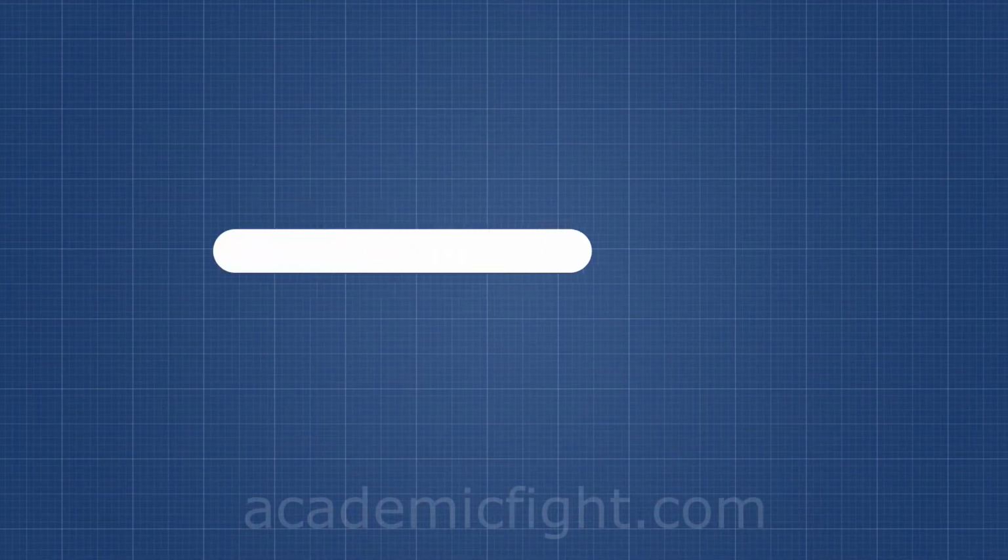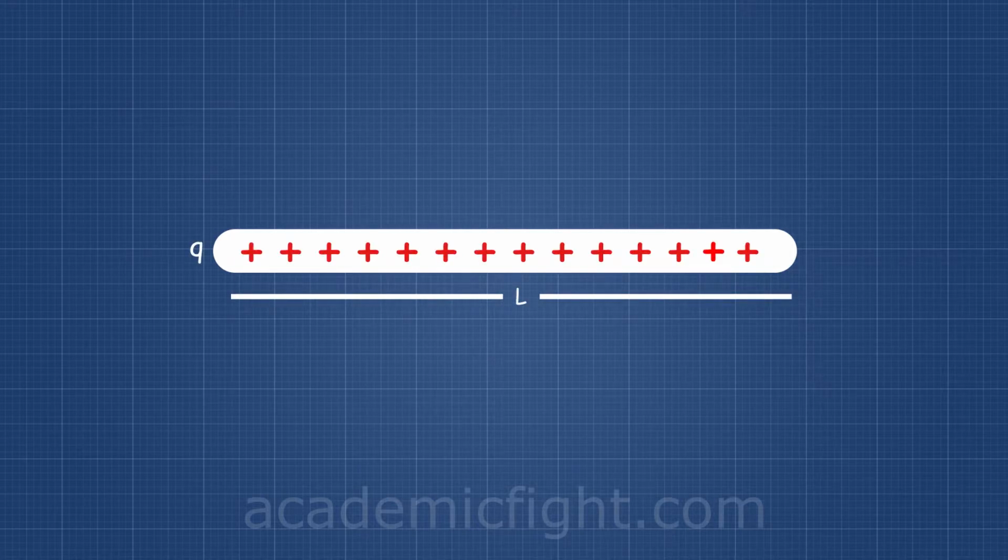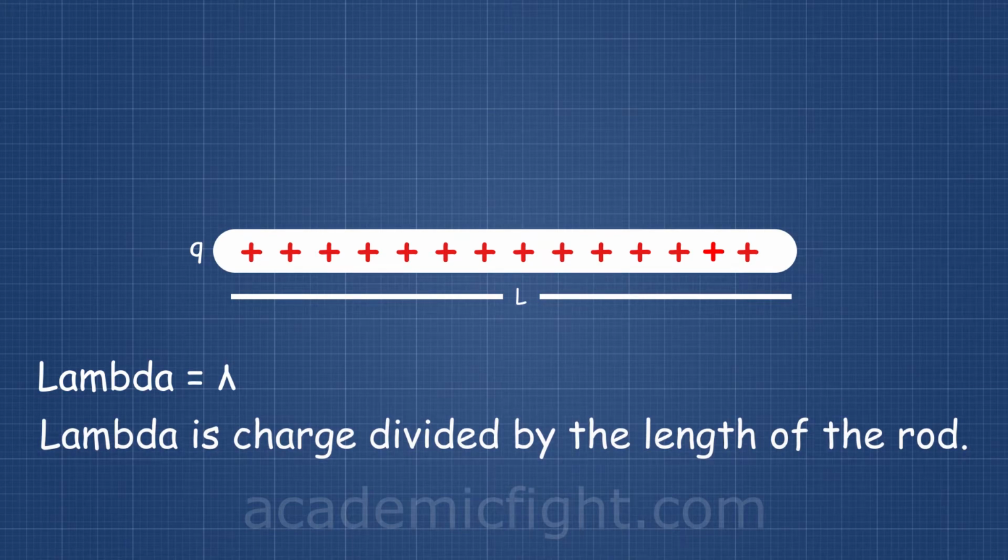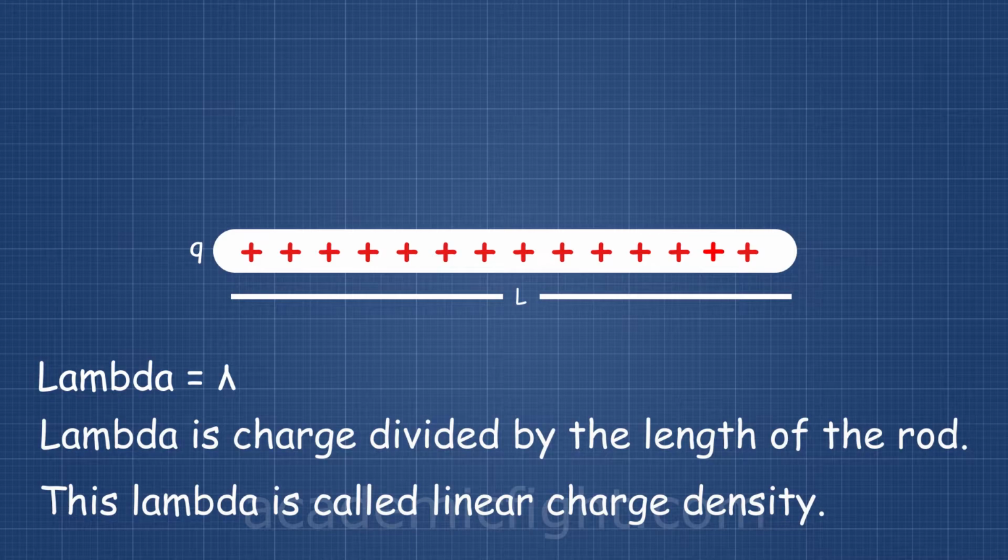Let us say we have a rod, with length L, with uniform positive charge distribution. Now there's a term called lambda. Lambda is the total charge on the rod divided by the length of the rod. This lambda is called linear charge density. This we will use in a later part.